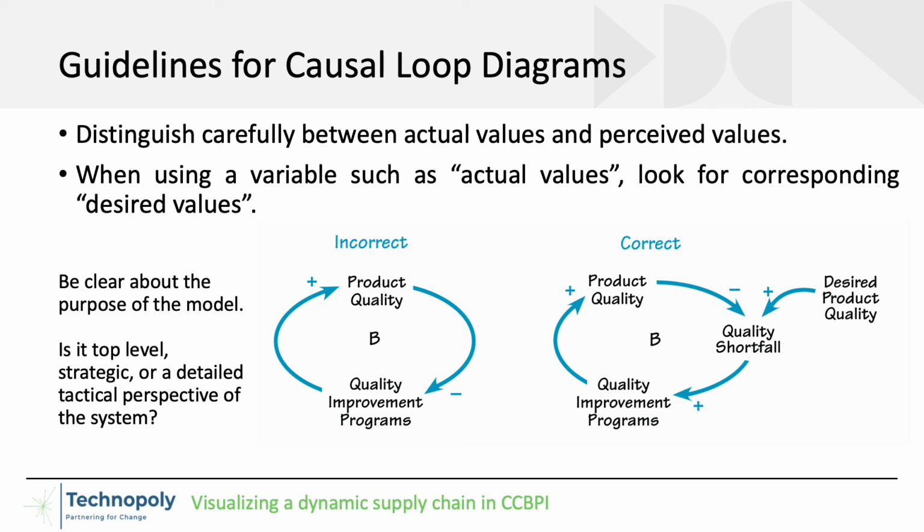The last important idea when you build your causal loop diagram is to be able to clearly identify the variable that you're using, whether you're referring to an actual value or a perceived value. When using a variable, an actual value refers to an actual result, and oftentimes there would be a corresponding desired value. A desired value is something that you try to aim for. For example, let's look at the first illustration on our left, where we talk about product quality and improvement.